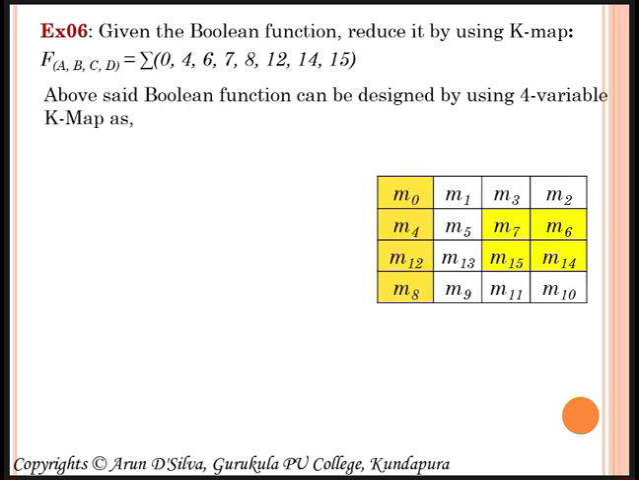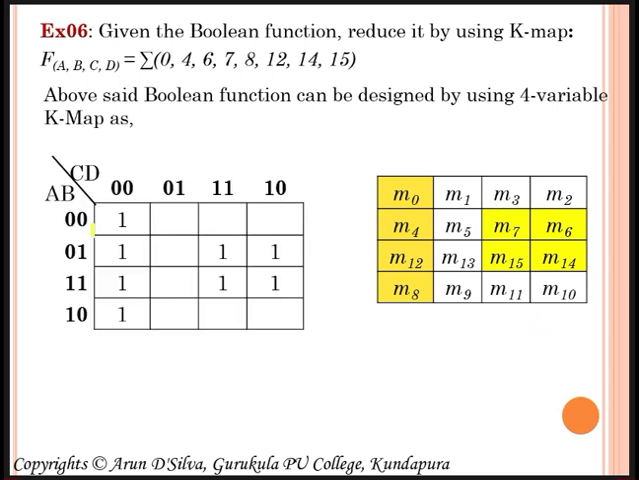First let me give you a hint. While looking at that hint, M0, M4, M6, M7, M8, M12, M14, M15 are highlighted. The rest of the places are not highlighted. So that can be represented in the K-map in this way.